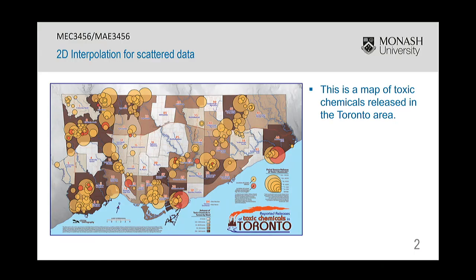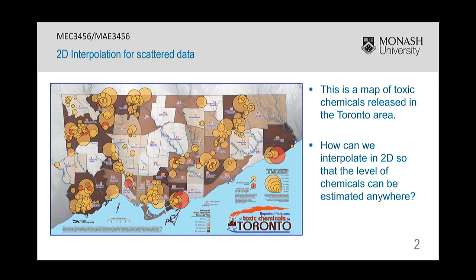For example, in this plot here we have a map of toxic chemical releases in the Toronto area over a certain period of time. Each of the circles represents the magnitude of the spill, and one can assume that the chemicals were distributed in some kind of fashion around the point at which they were released, maybe uniformly, maybe not.